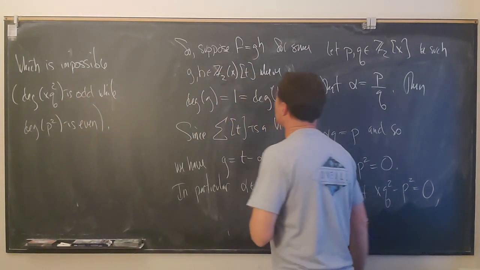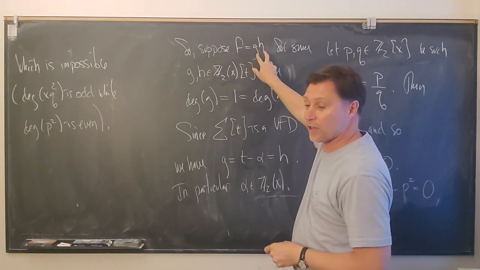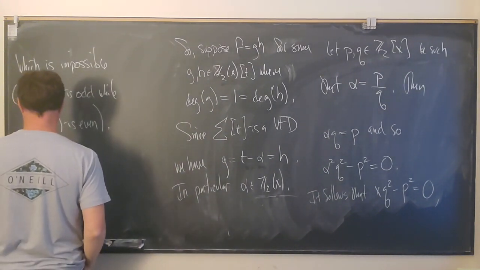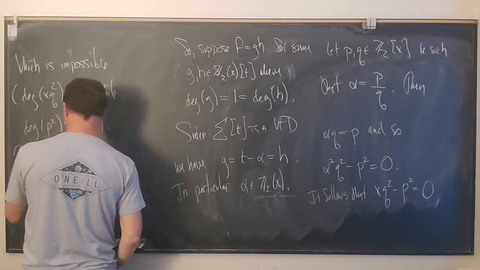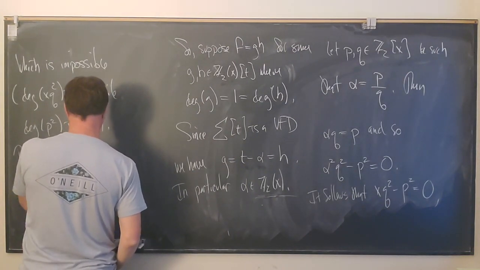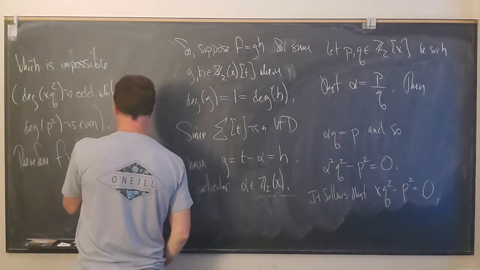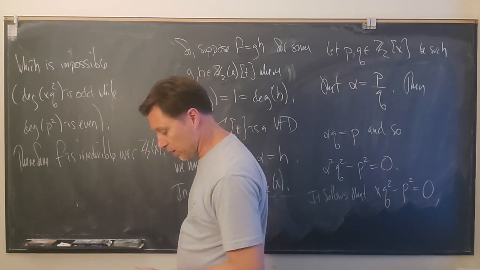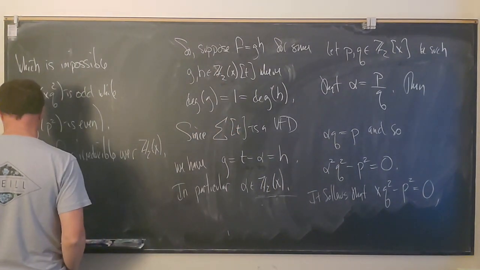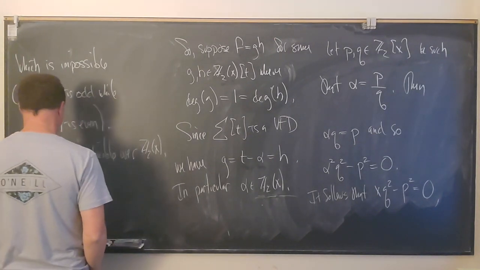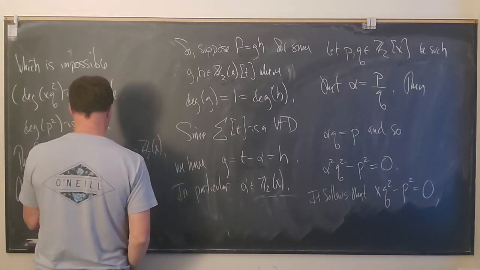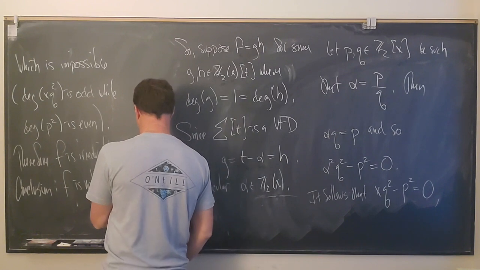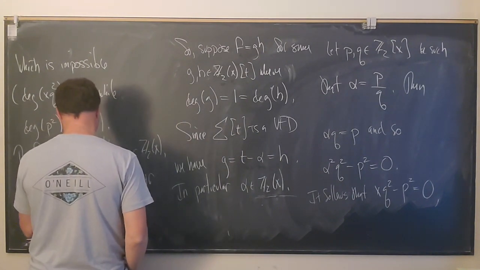All right, so what does that tell us? That tells us that F could not have factored in this way, which means that F is irreducible. So therefore, F is irreducible over Z2(X). And now we can just apply our theorem, so our conclusion is that F is not separable over Z2(X).